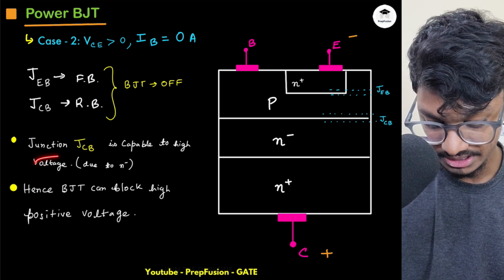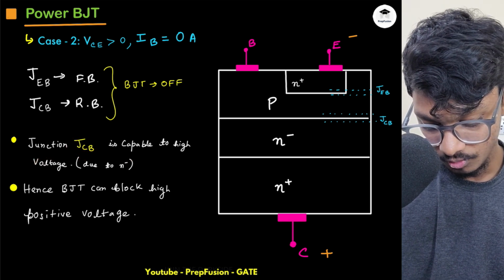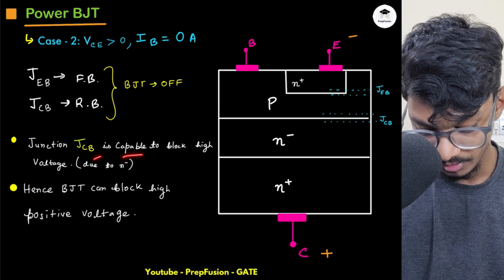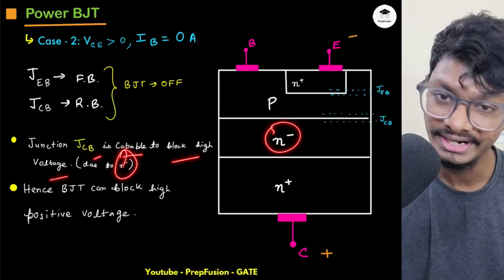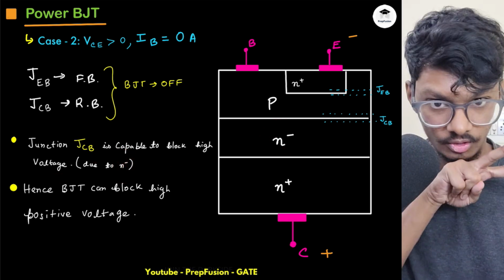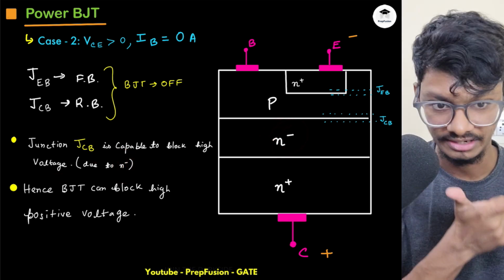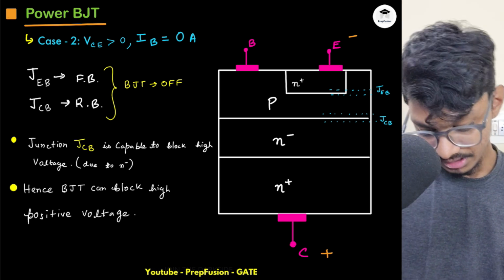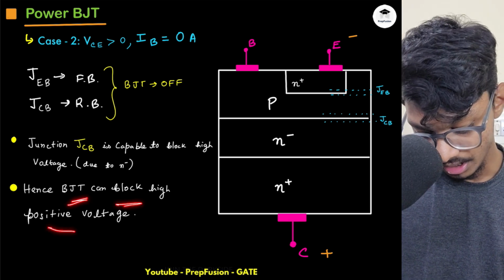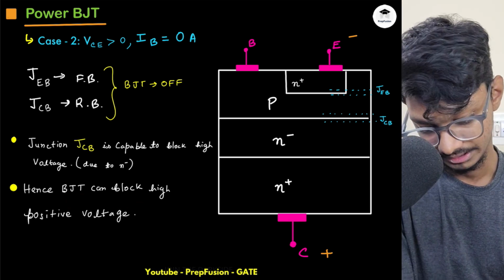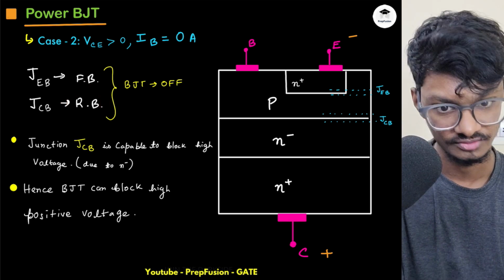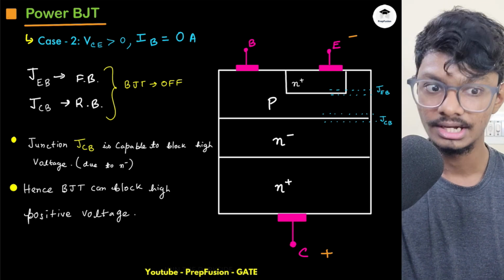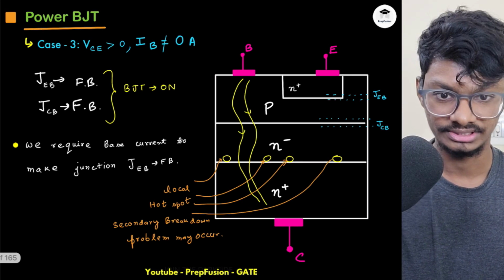Now junction JCB is capable of blocking high voltage. So I should write: junction JCB is capable of blocking high voltage due to N minus. As N minus is present, the drift layer is present, so obviously the resistance is very high, so it is capable of blocking high voltage. The reasons I have explained in the previous lecture on the power diode. Hence the BJT can block high positive voltage. Since one junction is reverse bias, it can block high positive voltage, and it can block negative voltage as well, but not to that high extent.